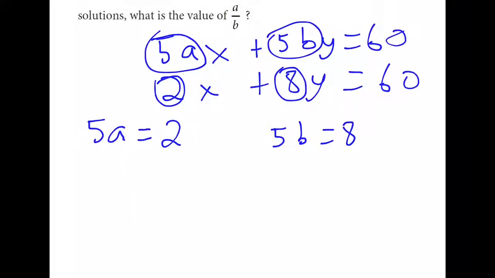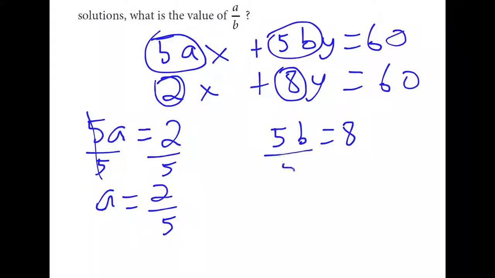So we can set up these two equations like this and divide by 5 to solve. We get that a is equal to 2 over 5, and we get b is equal to 8 over 5.